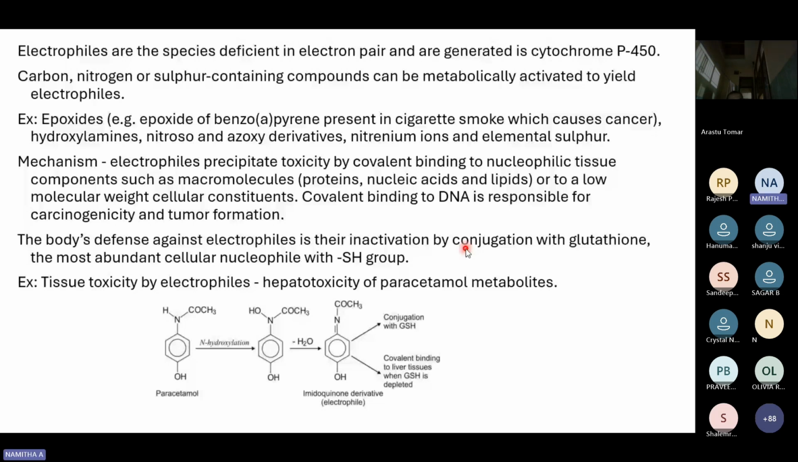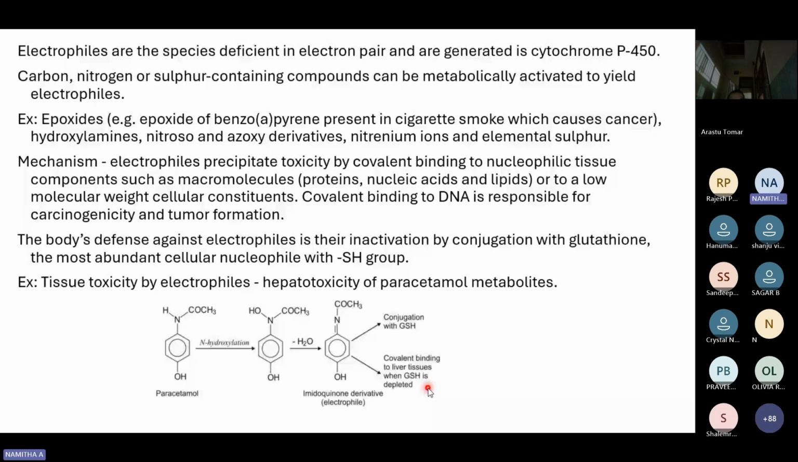Tissue toxicity by electrophiles: hepatotoxicity of paracetamol metabolites. When paracetamol is taken, it is converted into imidoquinone derivatives. Most of it is detoxified by conjugation with glutathione. However, when the glutathione is saturated, the imidoquinone which is left free covalently binds with liver tissues, causing liver toxicity or hepatotoxicity.